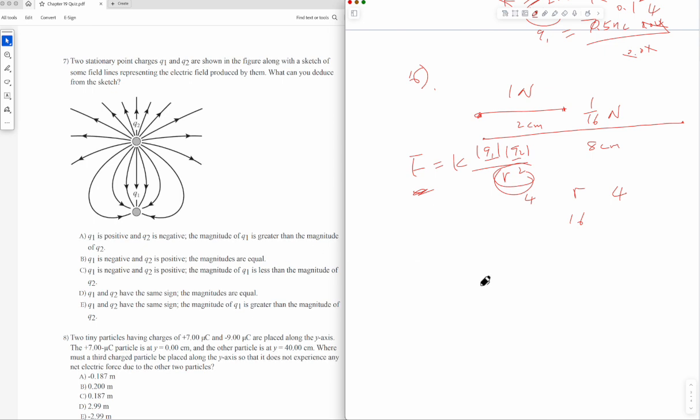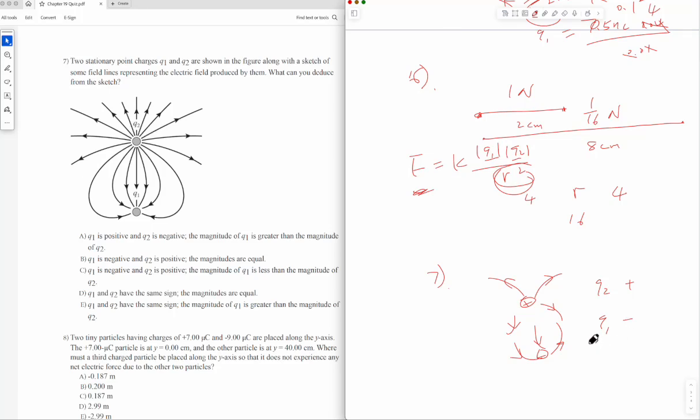So next one, number 7. Two stationary point charges Q1 and Q2 are shown in the figure along with a sketch of some electric field lines. Look at the electric field lines. We know electric field lines get out of a positive charge and get into a negative charge. So we can tell from this that Q2 is positive and Q1 is negative.